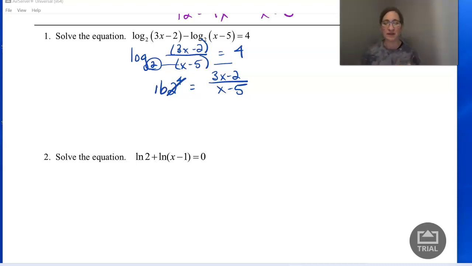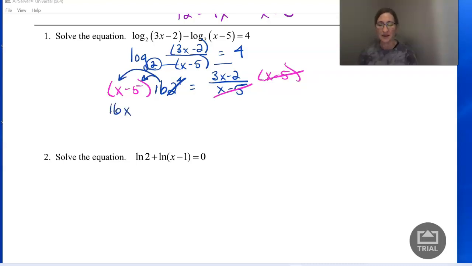Now I'm going to multiply both sides by that denominator, x minus 5. So on the right, those x minus 5s reduce. On the left, the 16 is going to get distributed. So we have 16x minus 80 is equal to 3x minus 2.